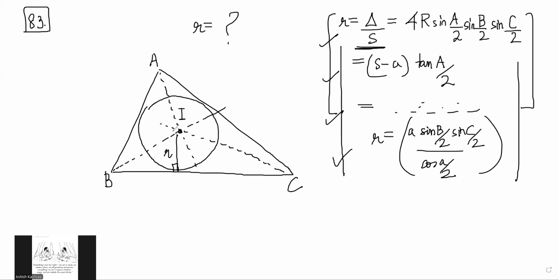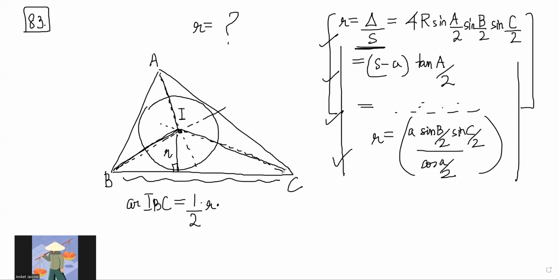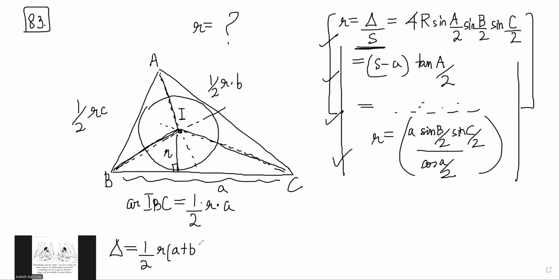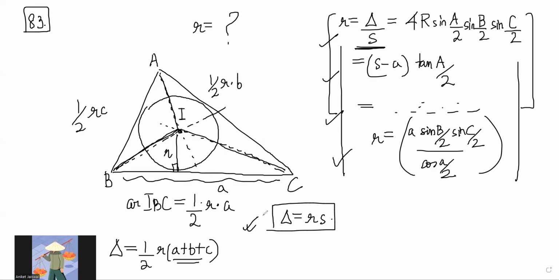That is obvious because you can see that the triangle is being divided into three parts, right? Now, the area of IBC is half into r into a. Similarly, the area of IAC is half into r into b, and the area of IAB is half into r into c. The sum of the areas is the area of the triangle, so it will be half r times (a plus b plus c). So r is equal to area of triangle divided by s, area upon semi-perimeter. So that is the first formula.